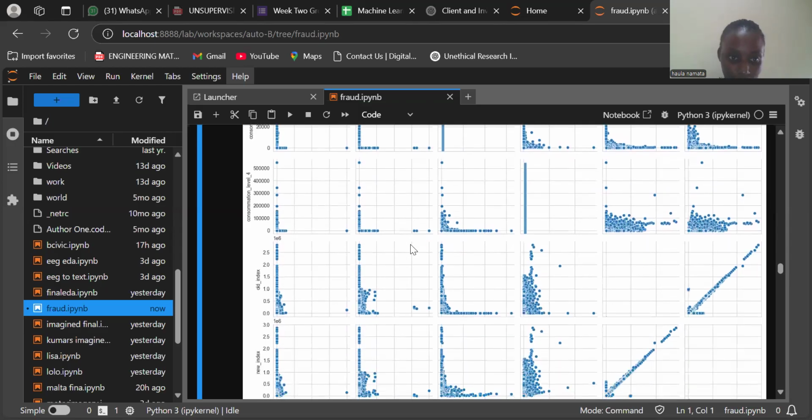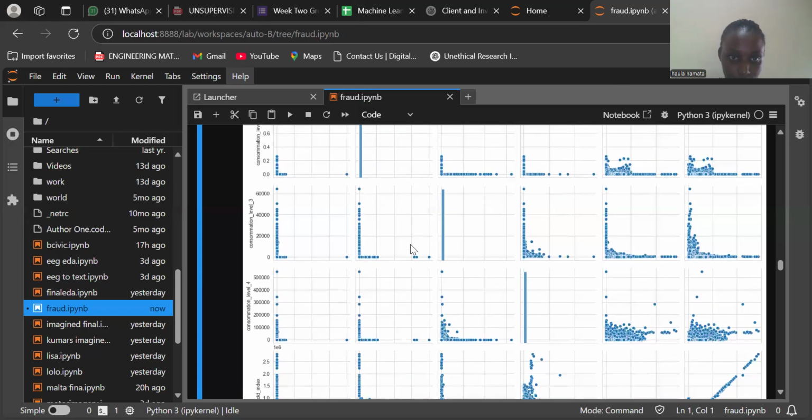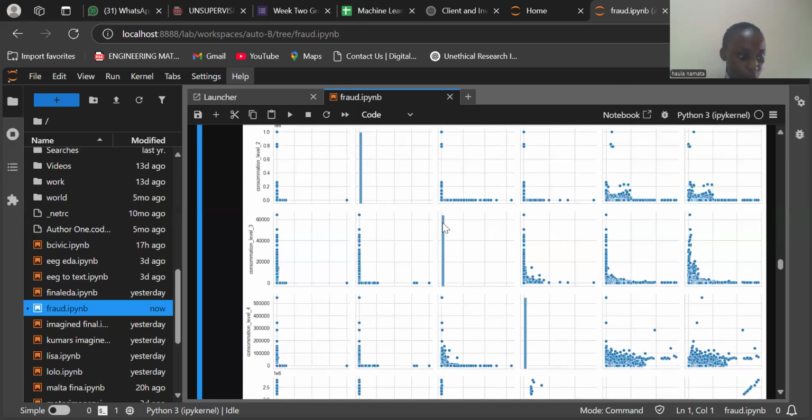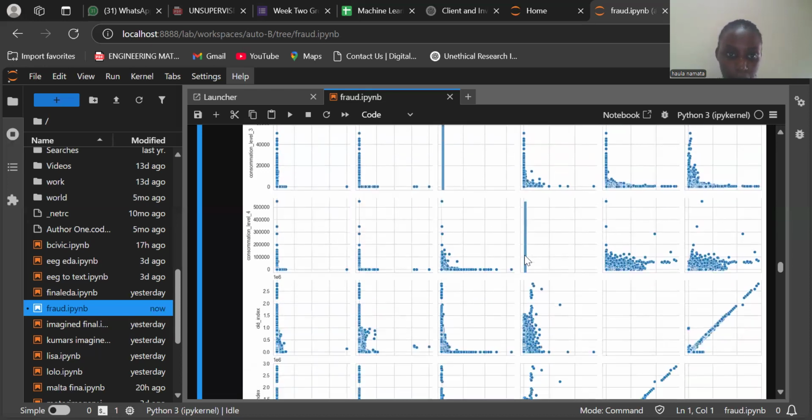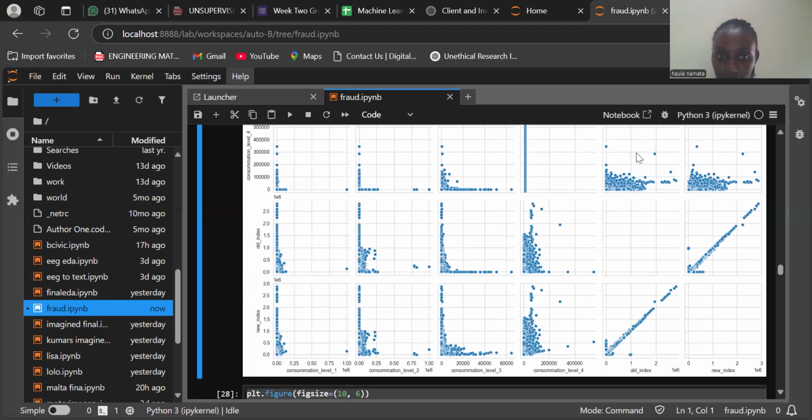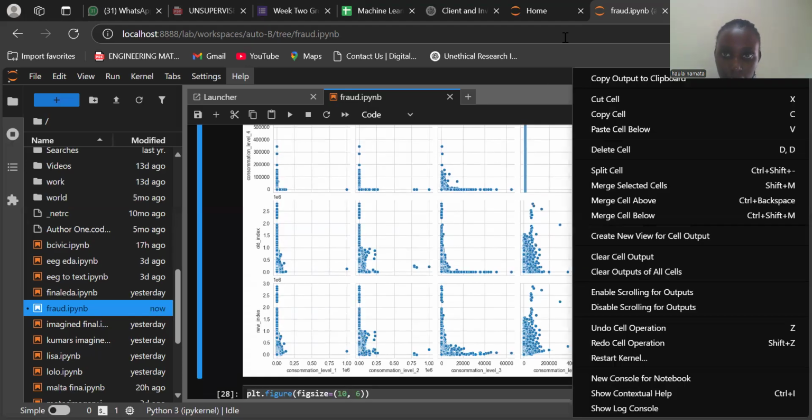Down here we have the off diagonal relationships between the different levels. Between level 1 and level 2, we have an extremely positive linear relationship, and between level 1 and 3, it is also an extremely positive linear relationship. Between level 2 and 3, it is still an extremely positive linear relationship. That is the interpretation of the pair plots.